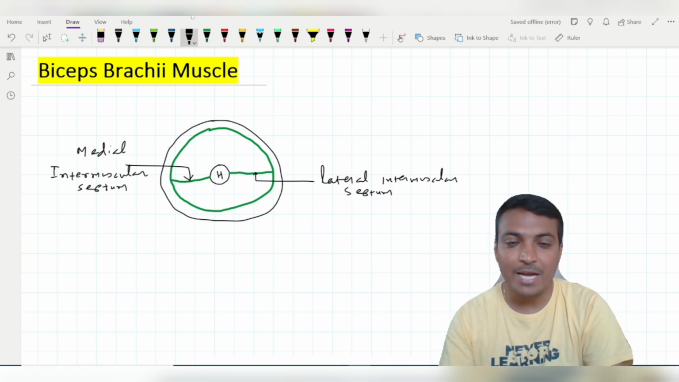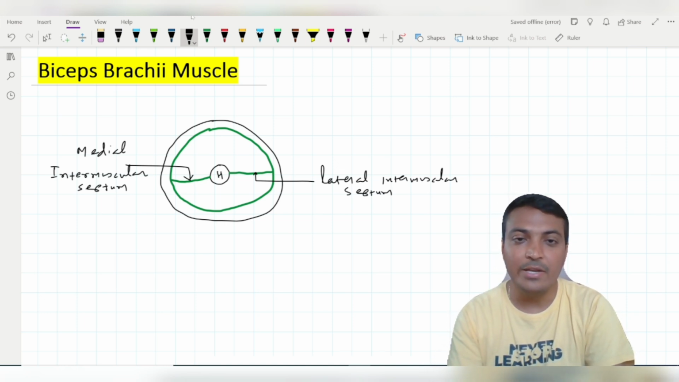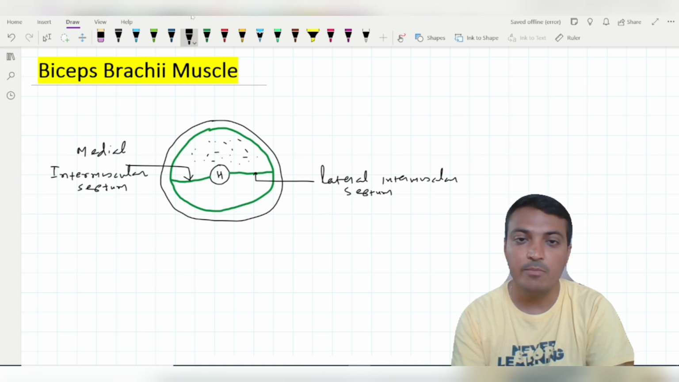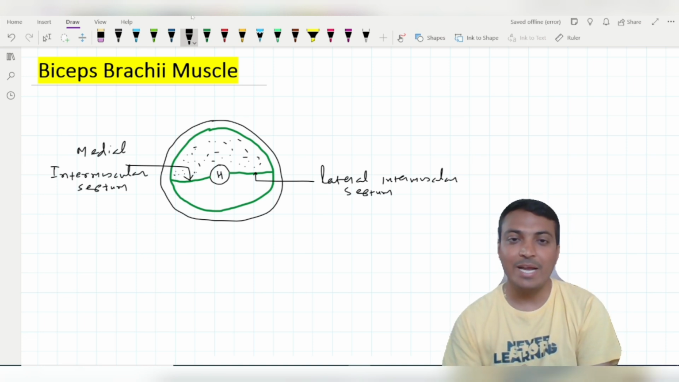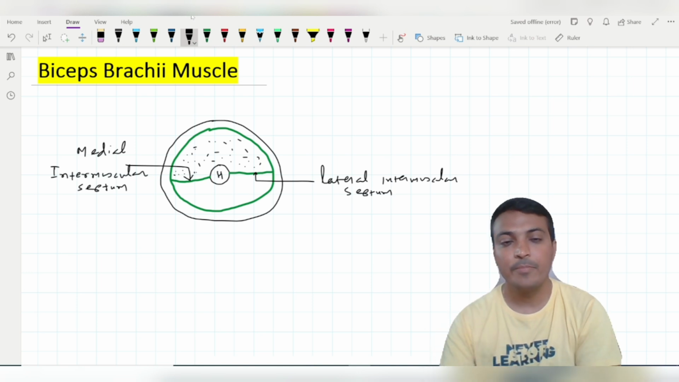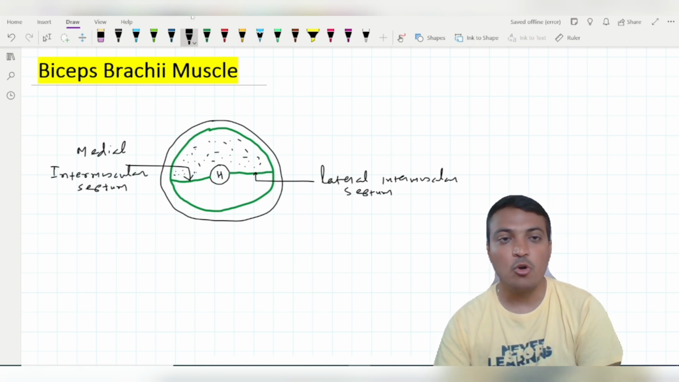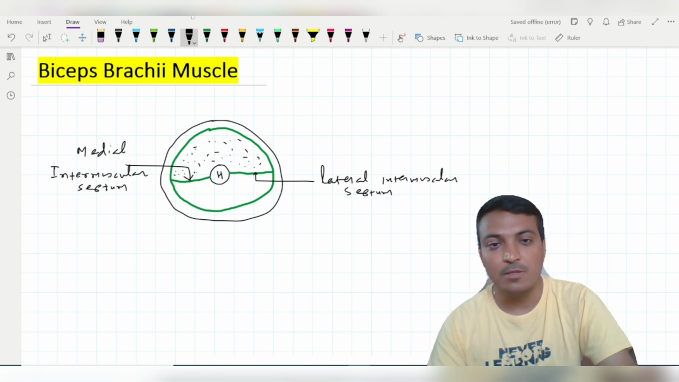This biceps brachii muscle is situated in the anterior compartment of the arm. So here, this one is the anterior compartment of the arm. So this biceps brachii is the flexor group muscle of the arm. Now let's move on to the detailed anatomy of this biceps brachii muscle.